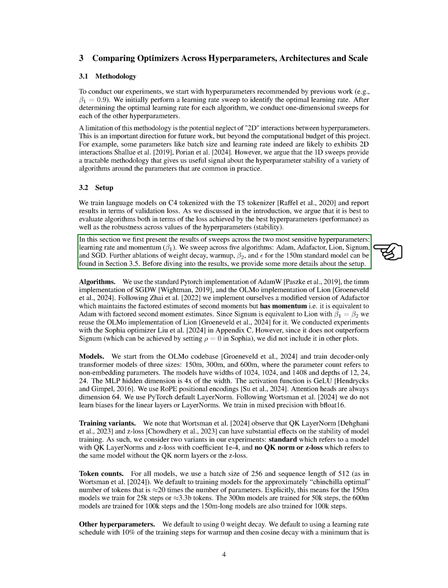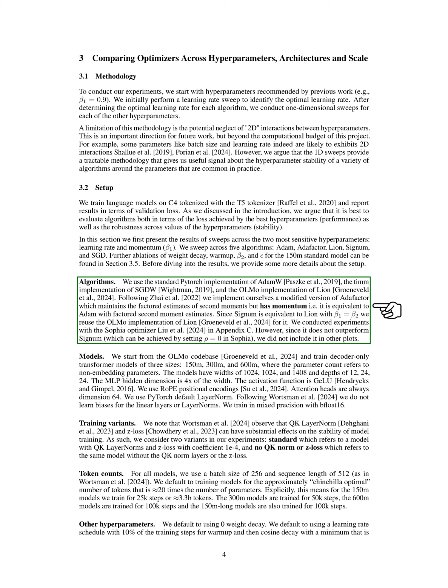We utilize standard implementations of AdamW, SGDW, and Lion, along with a modified version of Adafactor that includes momentum. Signum is treated similarly to Lion due to their similarities in hyperparameter settings. While we experimented with the Sophia optimizer, it did not outperform Signum, so we excluded it from further comparisons.